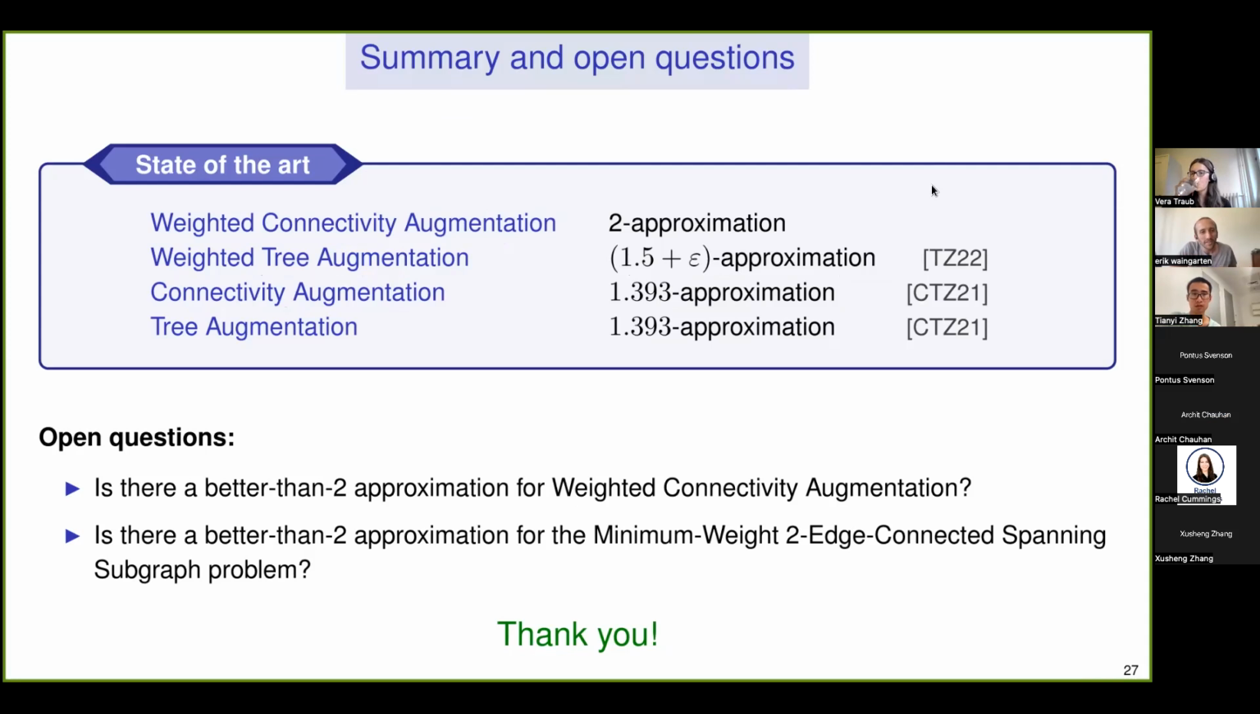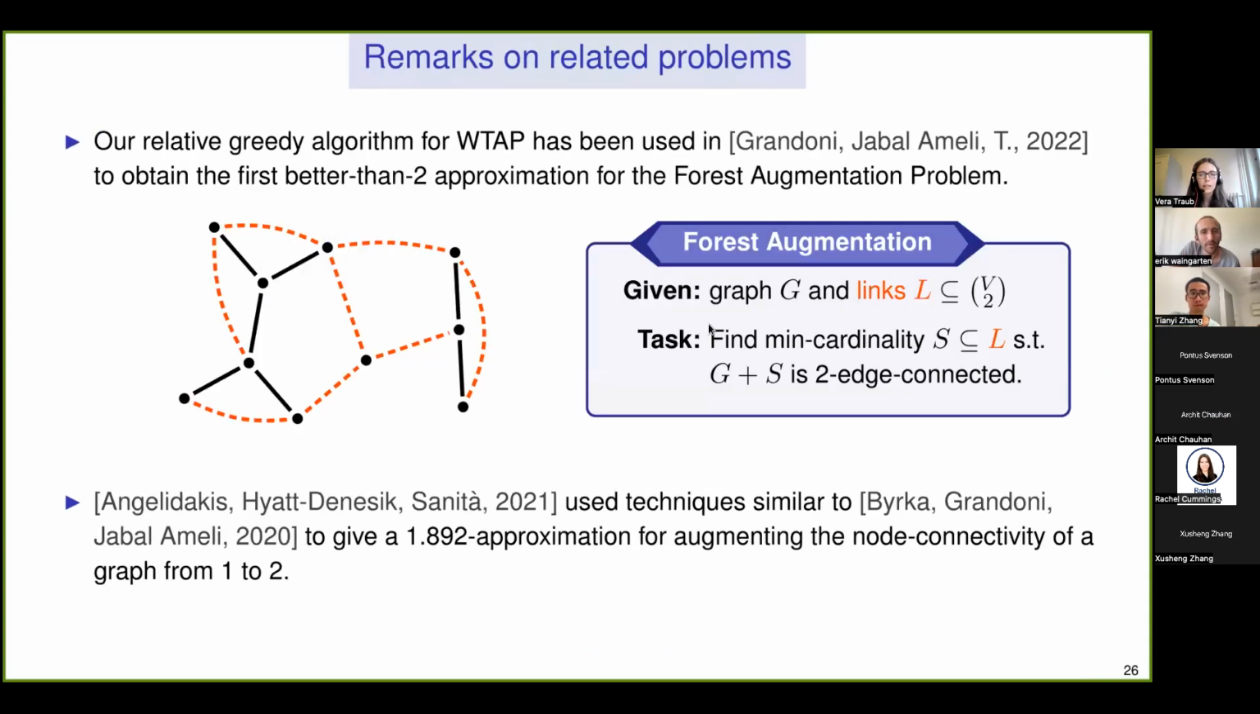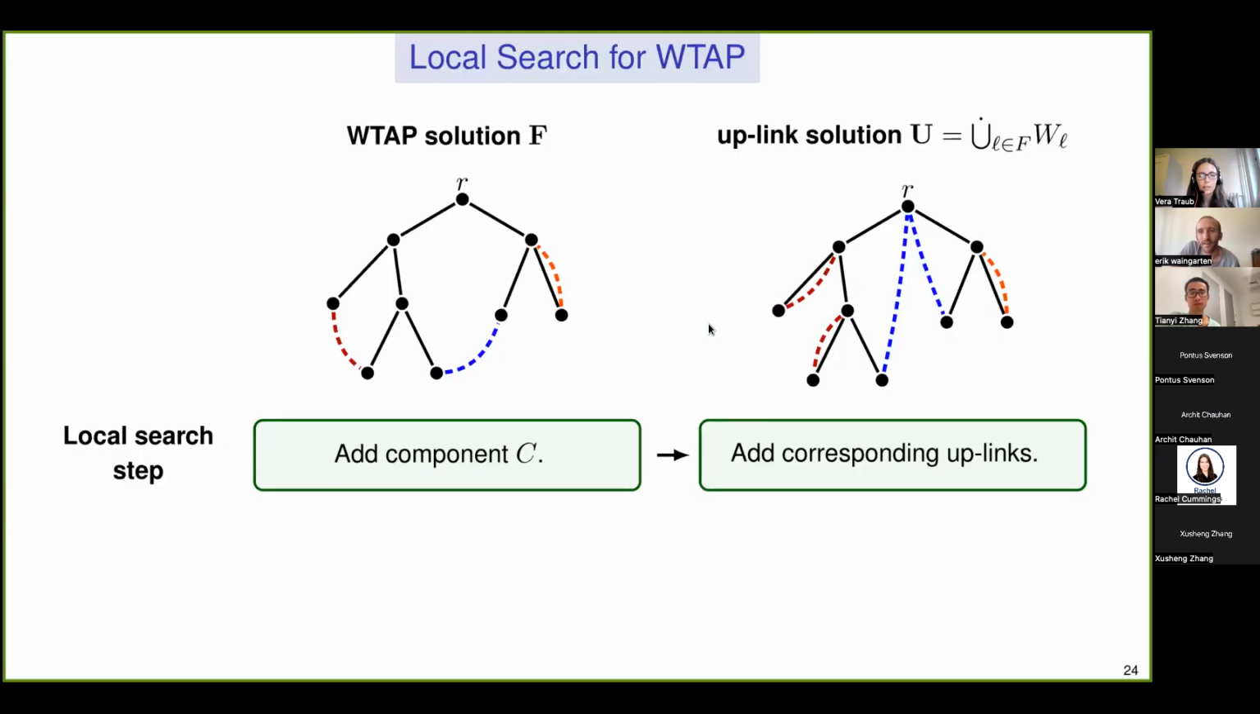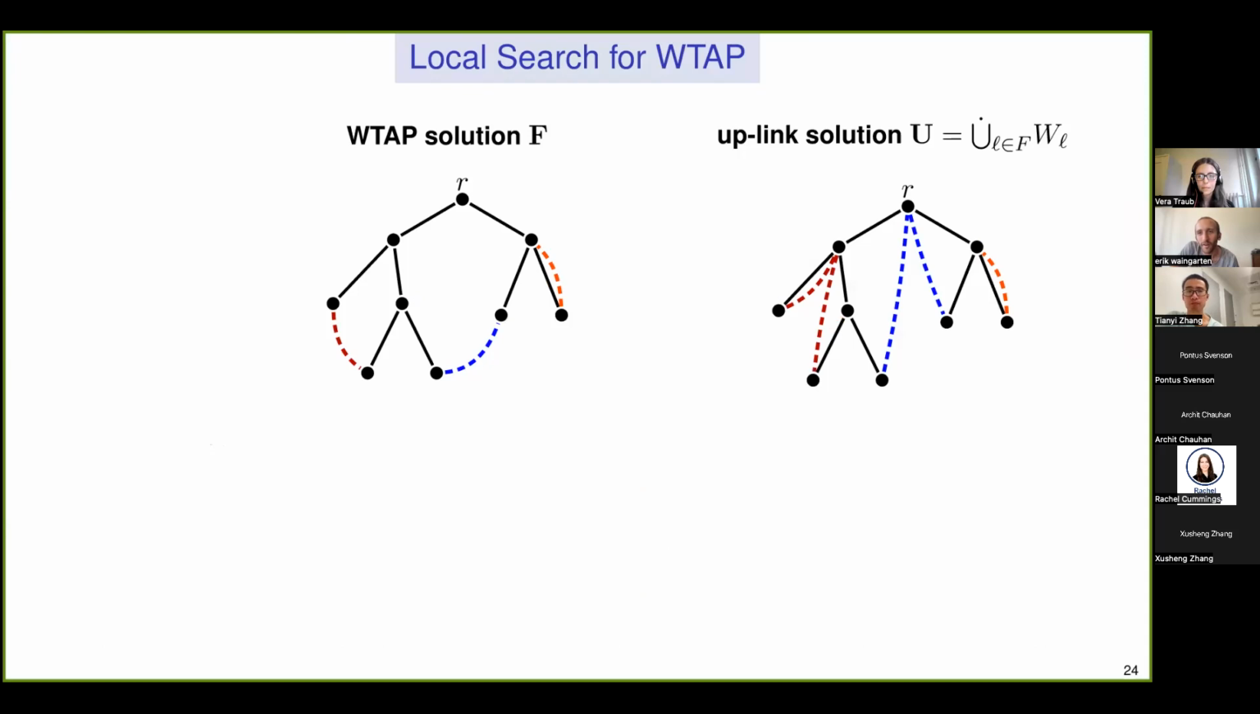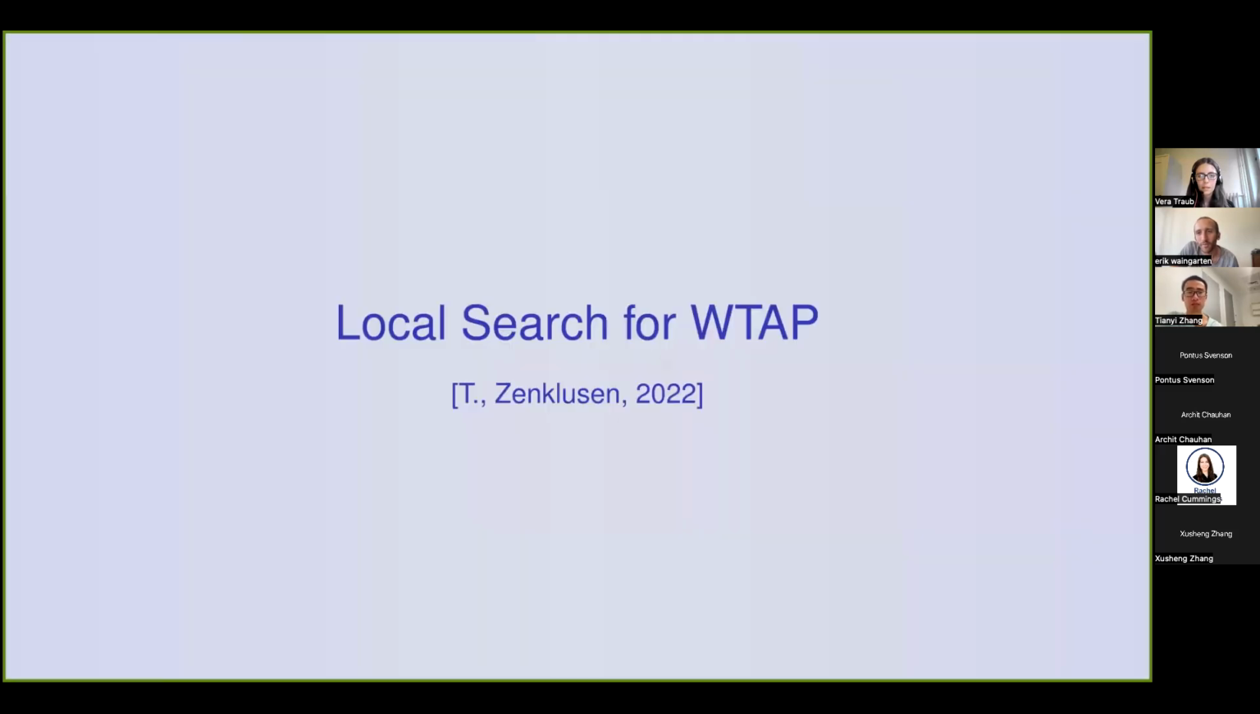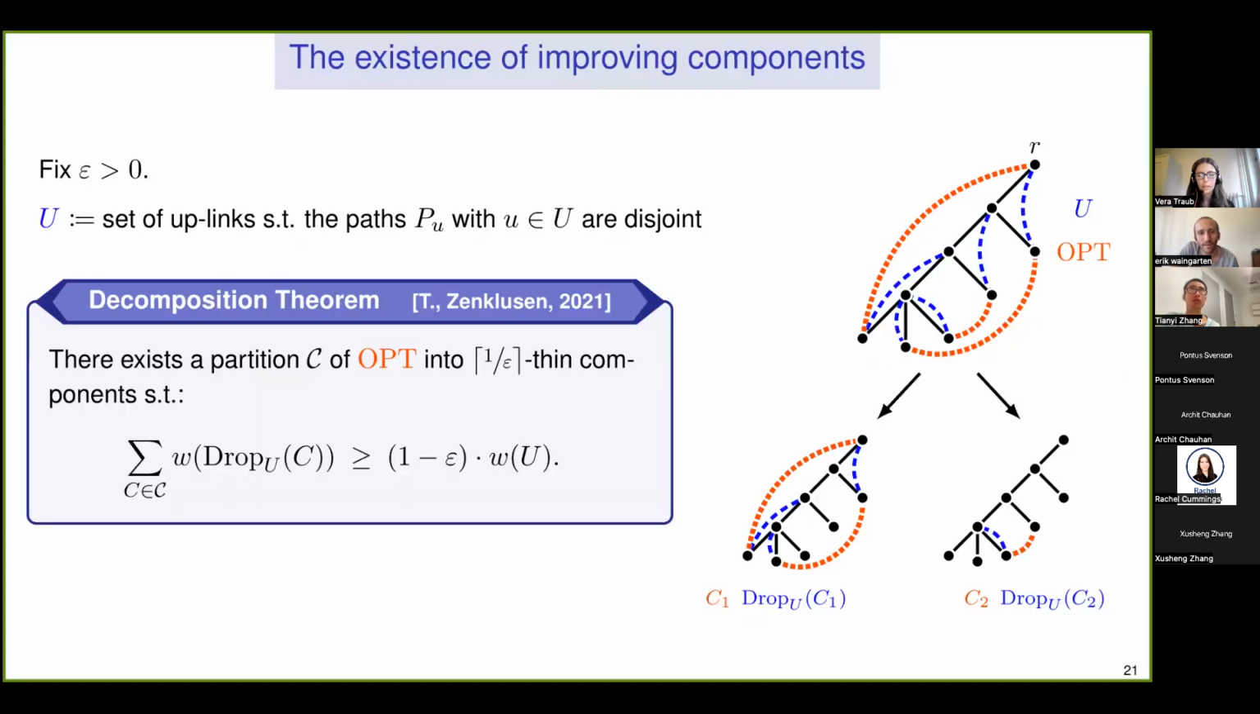I have one question about the decomposition theorem. Why do you get stuck at 1.5? For the weighted problem, but for the unweighted you can get 1.3, or you can improve. Like you're asking why the techniques for the unweighted problem don't extend?